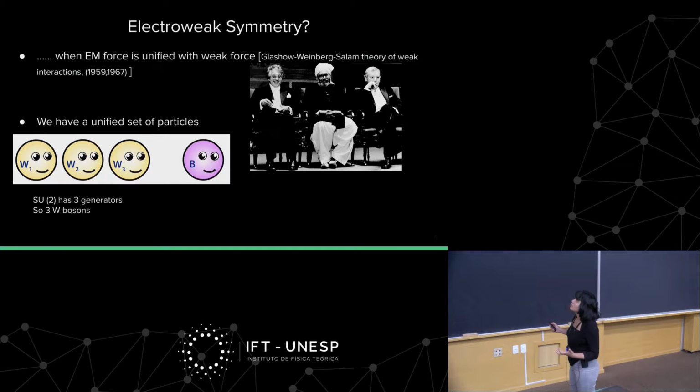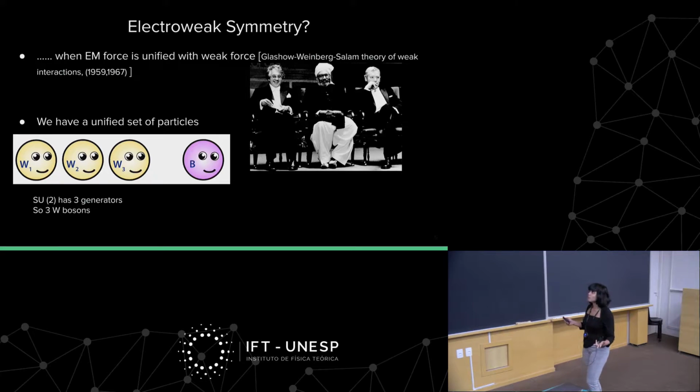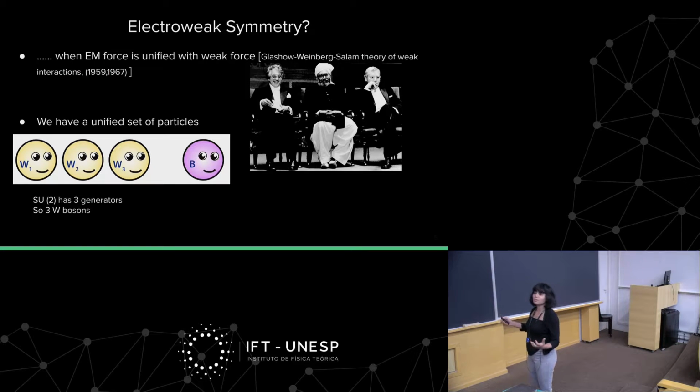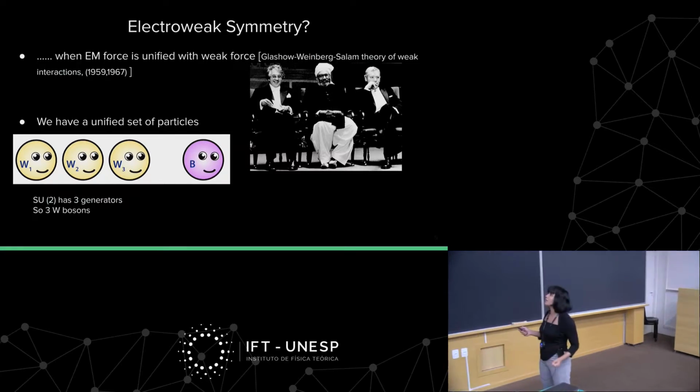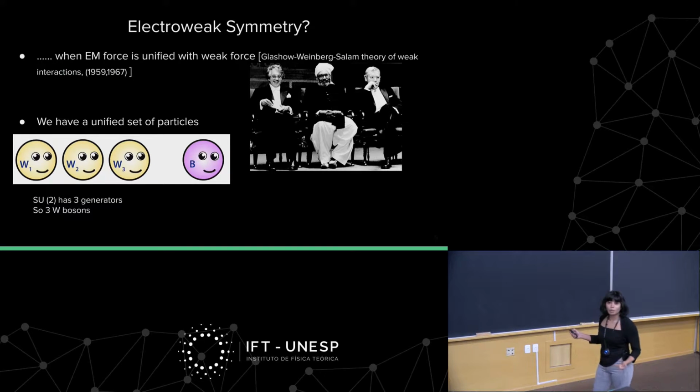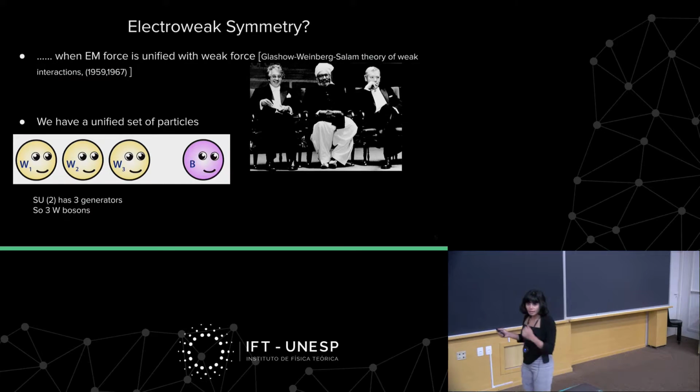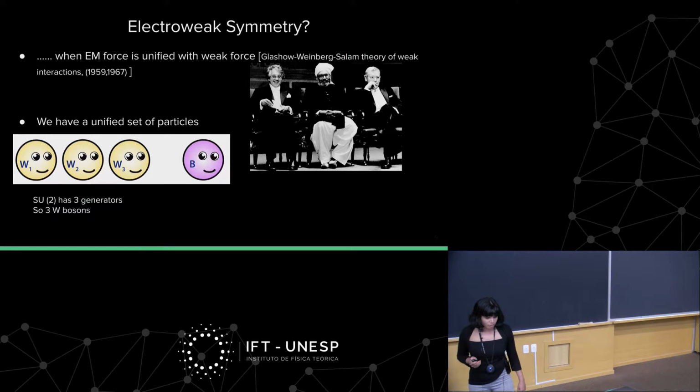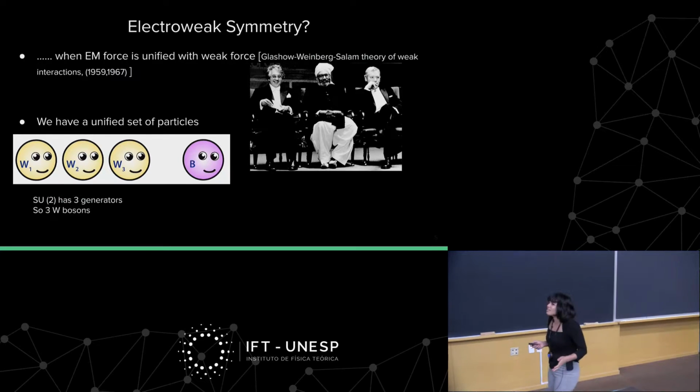So we have a unified set of particles. Initially I said you have the W, Z, and the photon, but when electroweak unification occurs, you actually have three W bosons, which correspond to the three generators of the SU(2), and you have a B boson, which corresponds to the U(1) symmetry. So now what's this, yes?